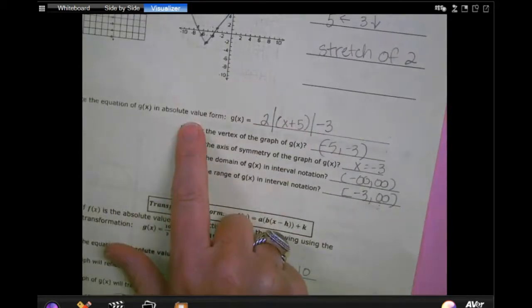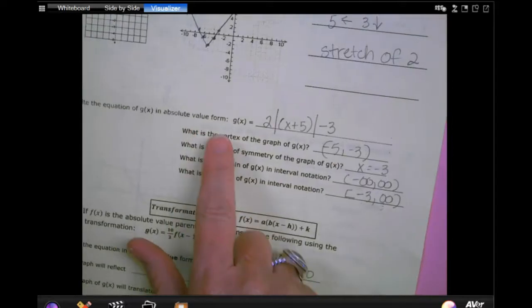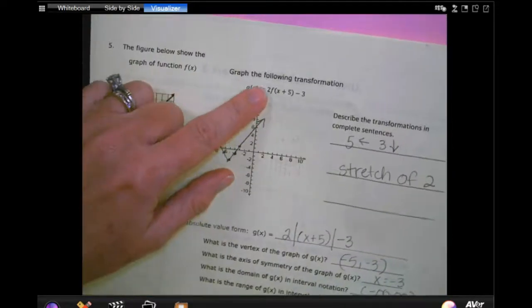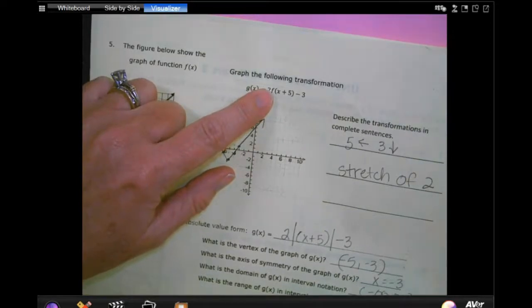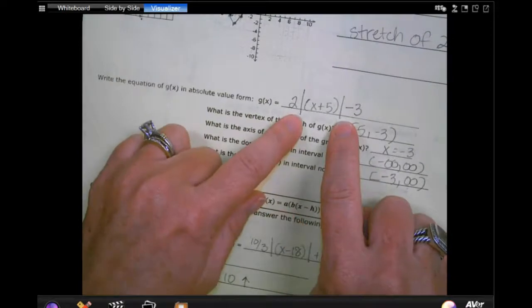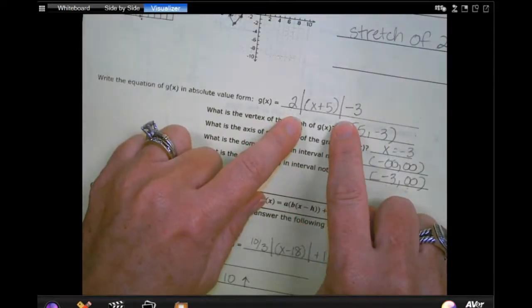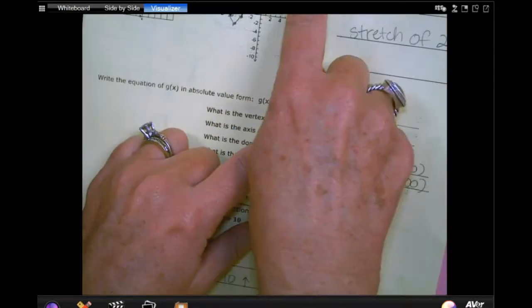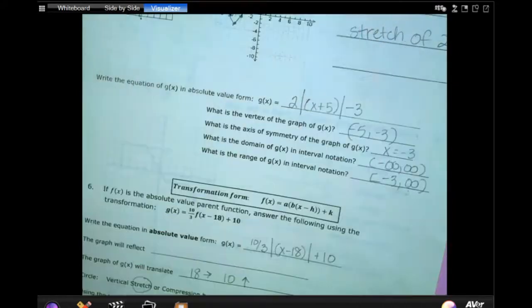So when it says to write an absolute value form, do you see where this F is right here on top? See the F? All I did is where that F is, instead of the F, I put the absolute value signs. Everything else is the same. Everything stayed the same. Just put the absolute value signs around it.